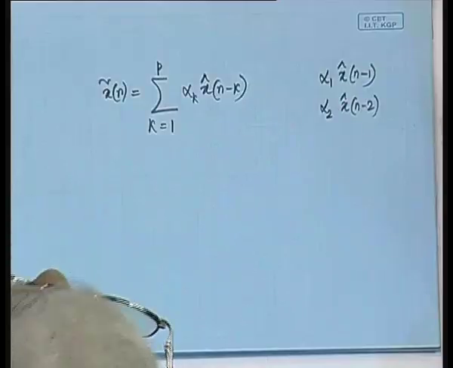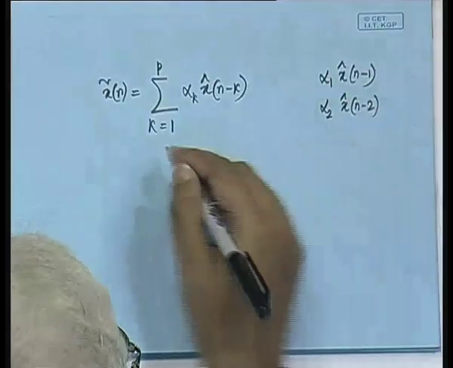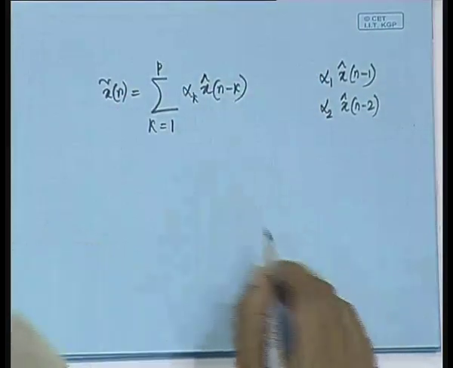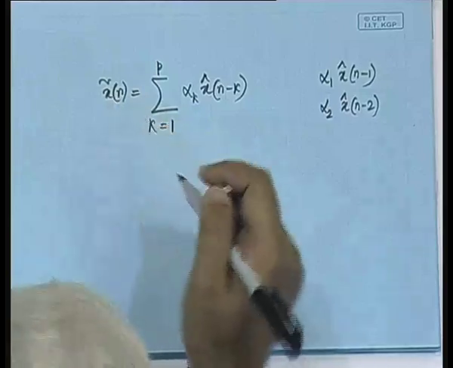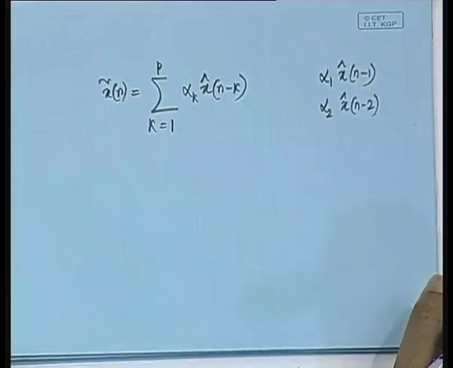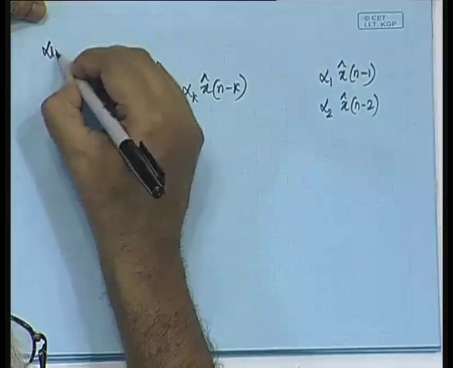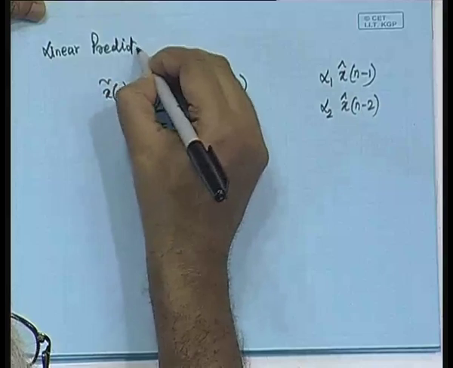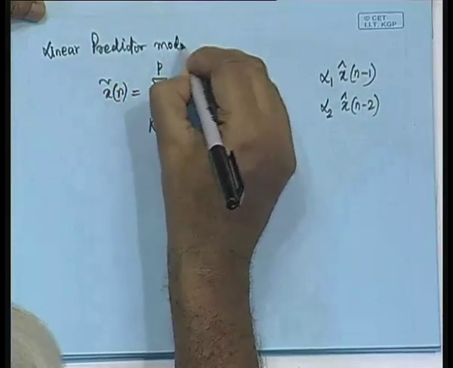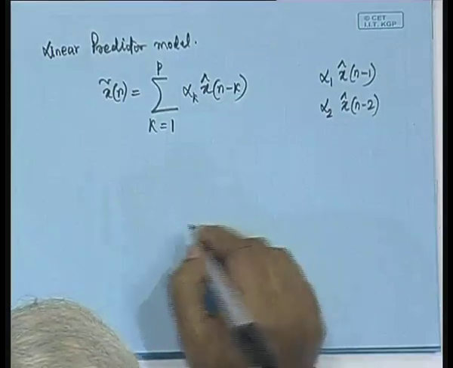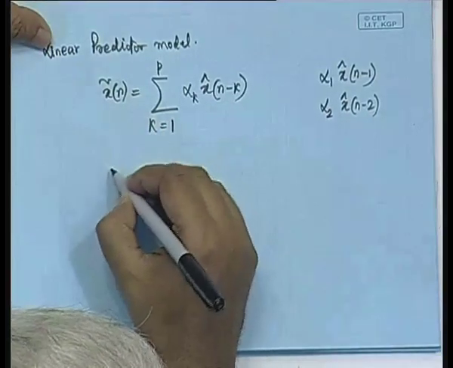So anyway, in general the expression is that up to p samples we are inviting the contribution, and x tilde n is expressed as a summation series of alpha k into x cap of n minus k. So this is what is called the linear predictor model. And if we take the Z transform of this, then what are we getting?